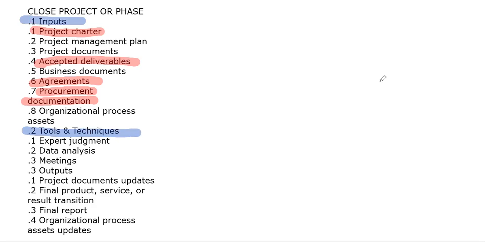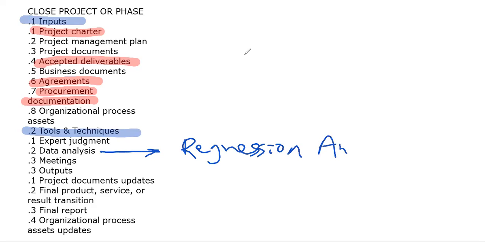Let's take a look at the tools and techniques. Any tools and techniques that jump out at you? Probably not. But you also need to be looking under the surface. You need to be looking under the surface of data analysis, and then you'll find regression analysis. And regression analysis is only found here. It's taking a look at what contributed to the result you got. Lastly, taking a look at the outputs. There are 2 unique outputs here, and they are final product, service, or result transition and final report.